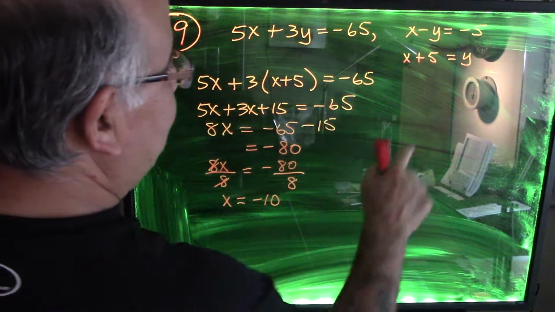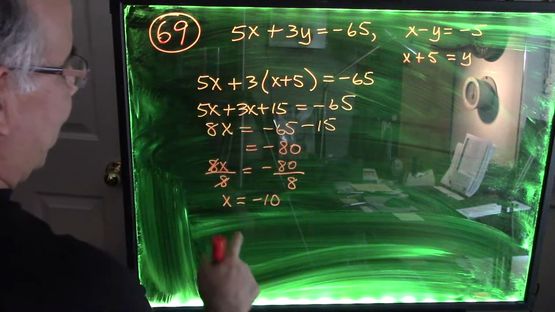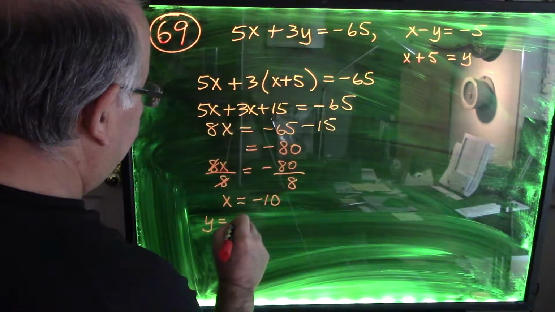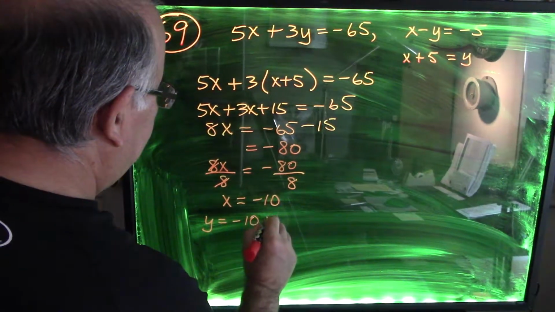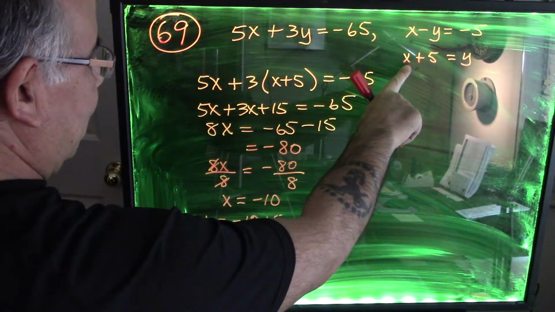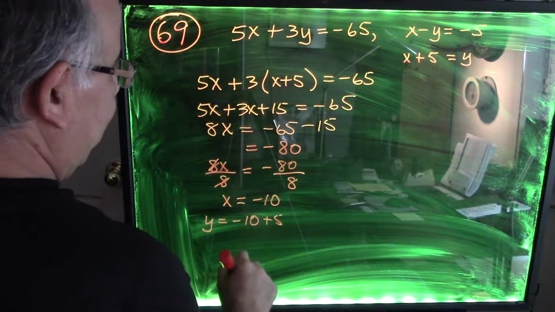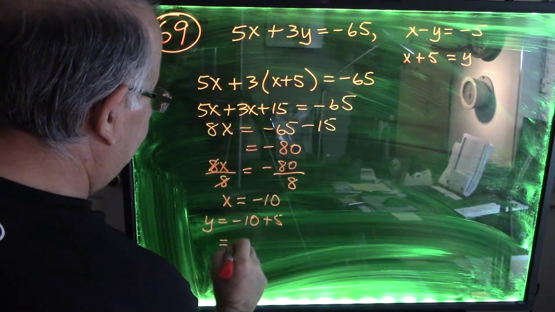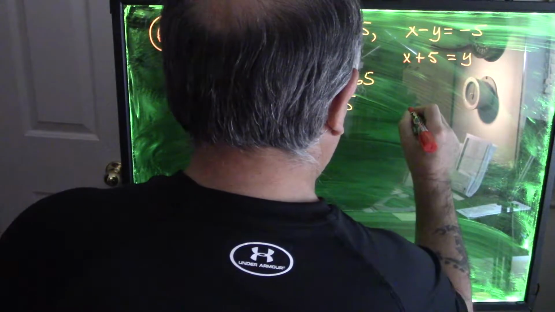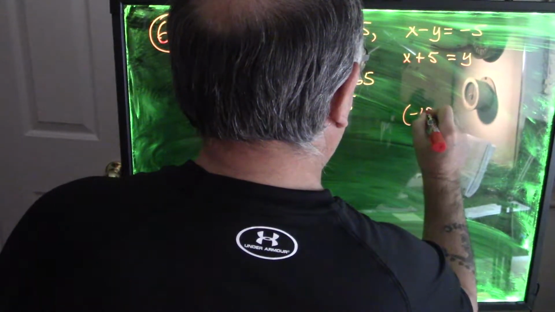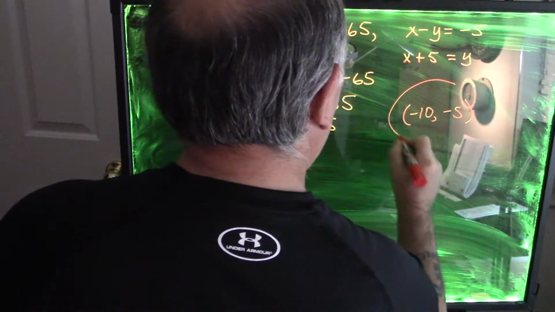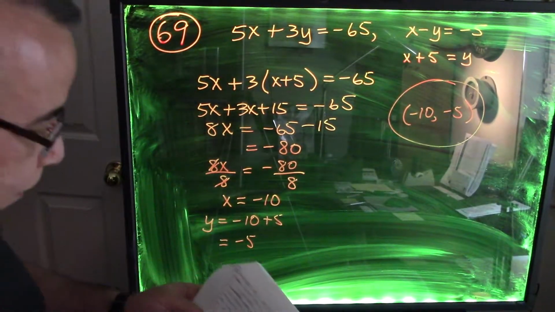So now we can use this y equals x plus 5 to calculate what y equals. So y equals negative 10 plus 5. Again, I'm using this equation. Let x equal negative 10. And so you're going to get negative 5. So the point of intersection is negative 10, negative 5. All right.